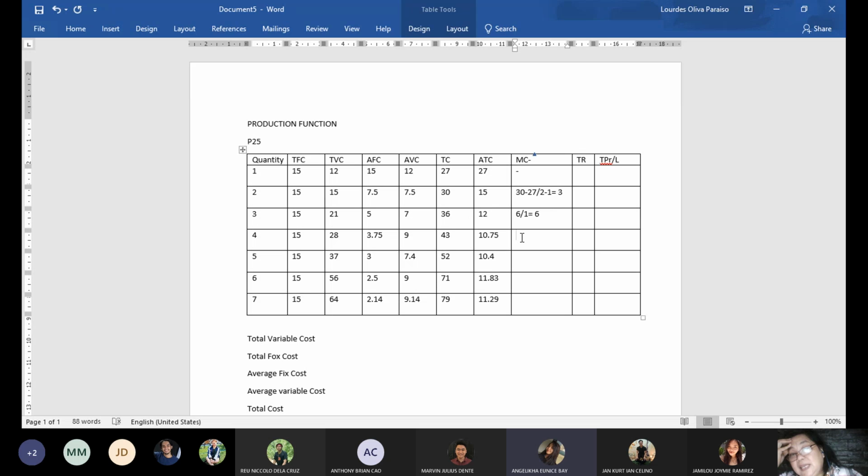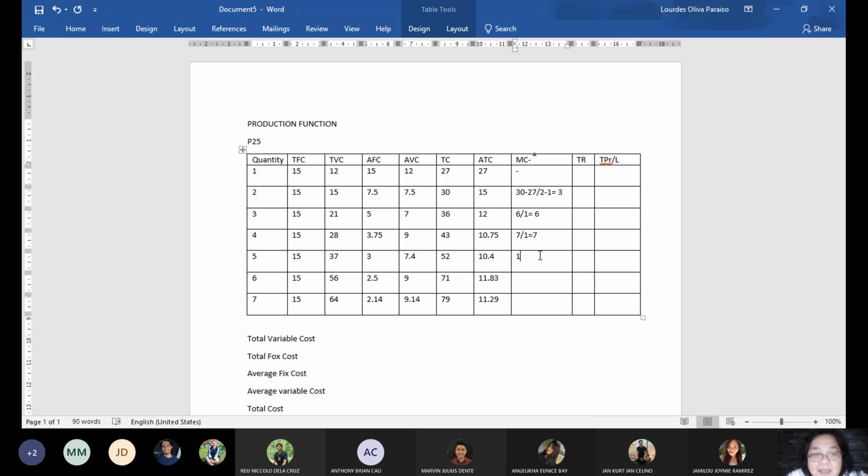43 minus 36? 7. Divided by 4 minus 3 equals 1. So you will have an answer of 7. Tandaan nyo, 3, 6, 7. Ito, 52 minus 43. 52 minus 43, you have 11.